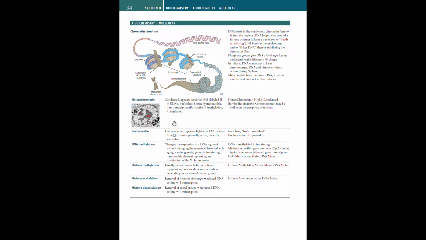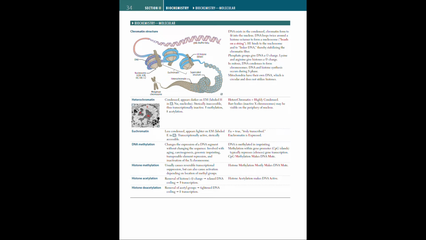It is condensed, appears dark on electron microscope. Here you can see it's dark and it's labeled A. This is picture A. Here you can see the NU is nucleolus, which is over here, the bigger one. It's sterically inaccessible, thus transcriptionally inactive. Here you have increased methylation and decreased acetylation. So basically what they are saying is it's condensed. A simple example is when there is a headphone and it's too much tangled, it's hard and time consuming for you to open it up.